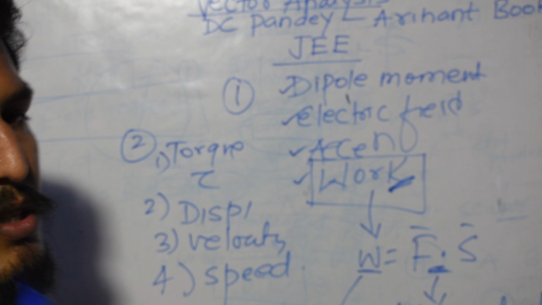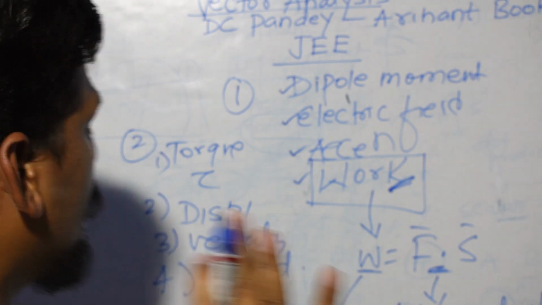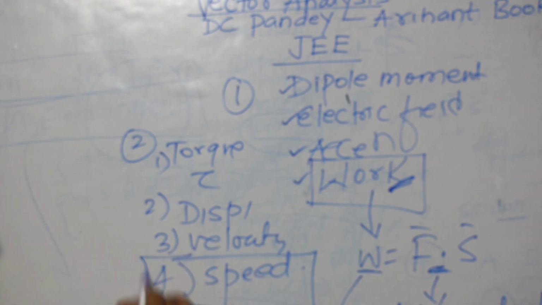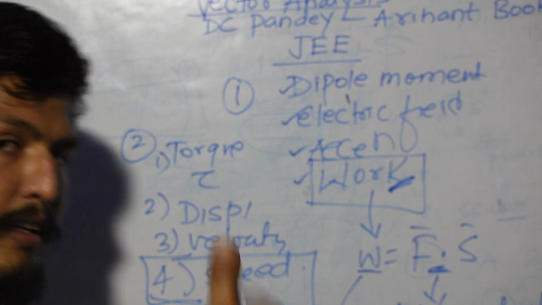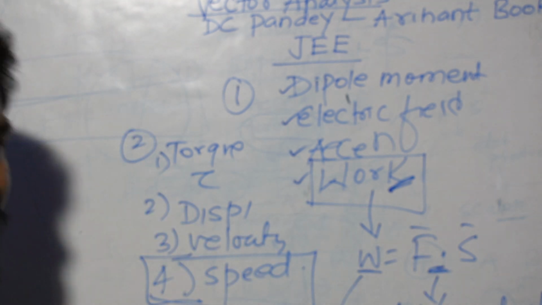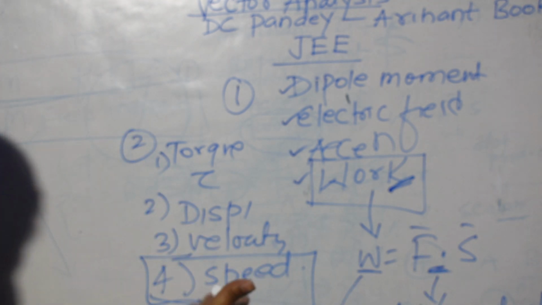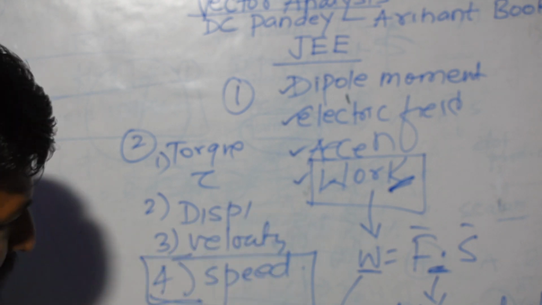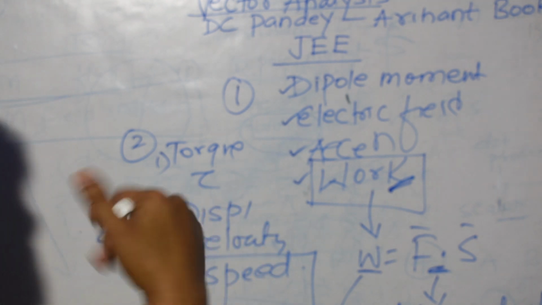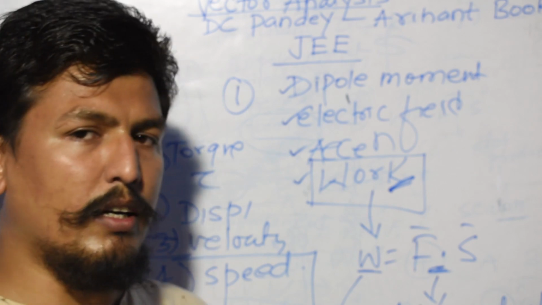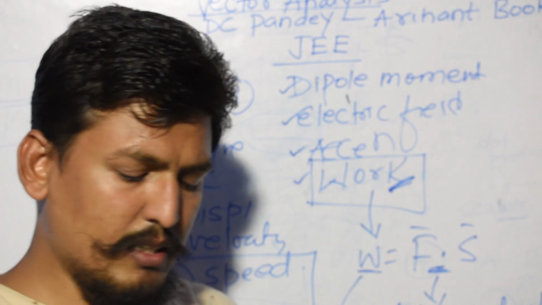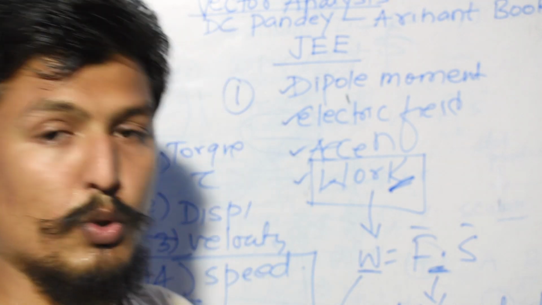Which one of the following is not a vector quantity? So you know, child, speed is scalar. Speed is related to distance, and distance is scalar. So distance is scalar and speed is also scalar. Velocity is related to displacement, and velocity is a vector quantity. Fine. We'll proceed with the third question.